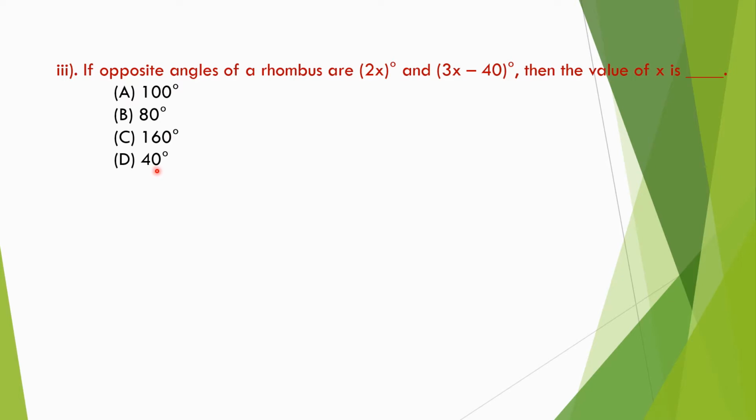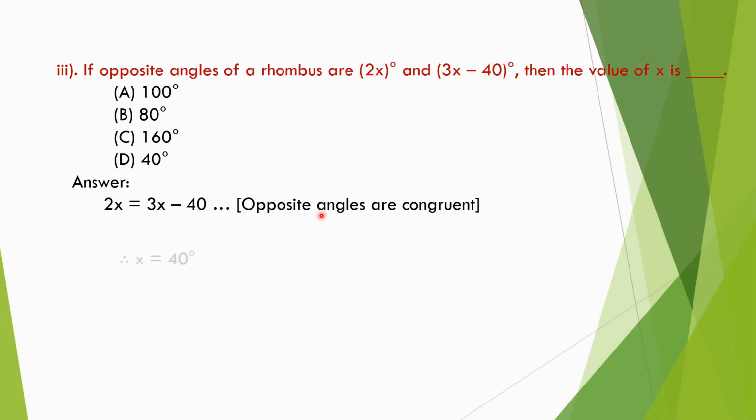What about the opposite angles of a rhombus? Opposite angles of a rhombus are congruent. Therefore, 2x is equal to 3x minus 40 degree, that is, opposite angles are congruent. Therefore, x is equal to 40 degree. Therefore, your option D is your answer, that is 40 degree.